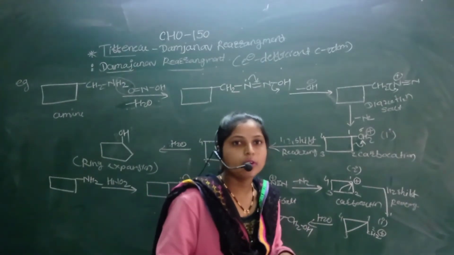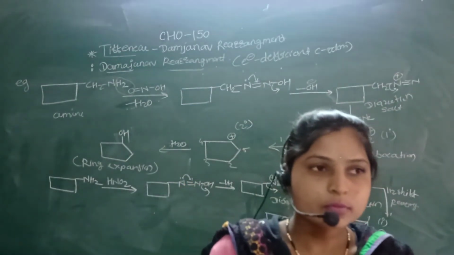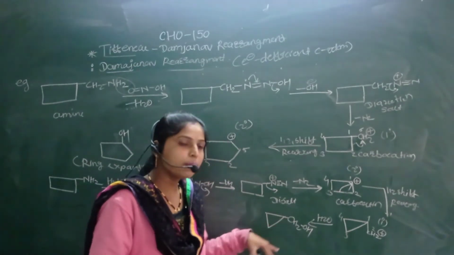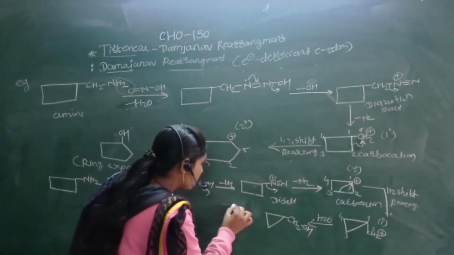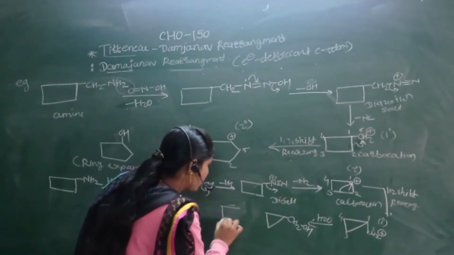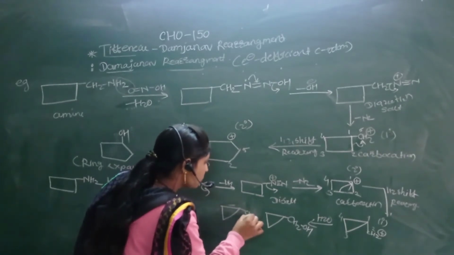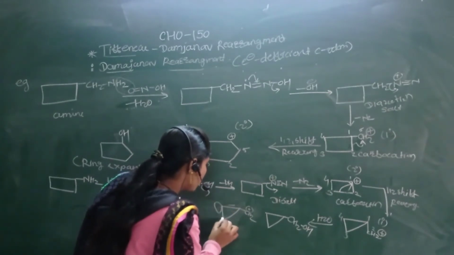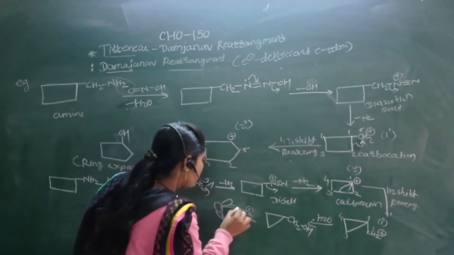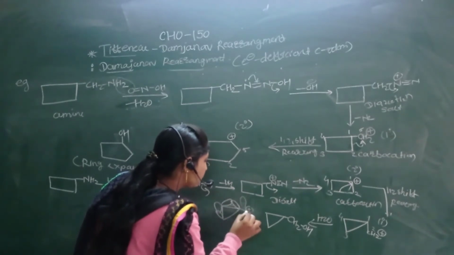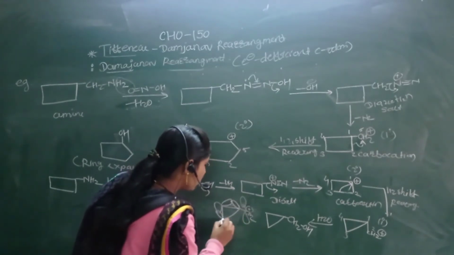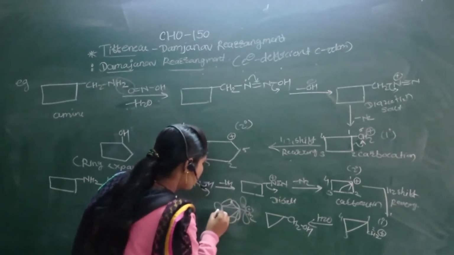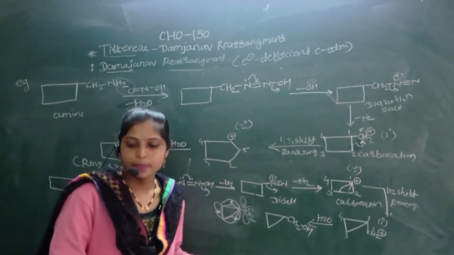You have to understand this by studying in your physics and chemistry class textbook. See here, the shape of the three-membered ring is banana-like. See here, this is your three-membered CH2 carbocation. Like in this way, here the vacant orbital, in this way, banana shape. Here, electrons can be utilized.